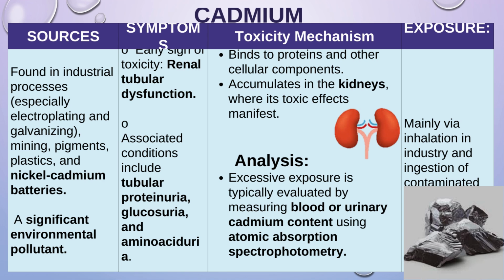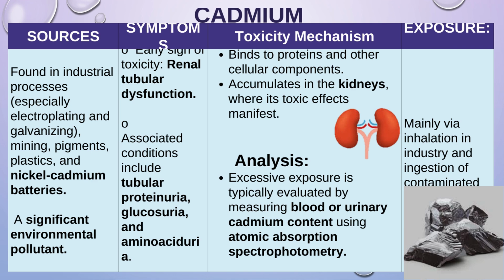Cadmium. Another toxic agent. For sources: industrial processes, especially electroplating and galvanizing. It's common in paints, pigments, plastics, and nickel cadmium batteries. Sometimes, I've seen this type of poisoning in kids who swallow batteries, specifically nickel cadmium batteries. The early sign of toxicity is renal dysfunction, which will point to tubular proteinuria, glucosuria, and amino aciduria. How about the mechanism of toxicity?